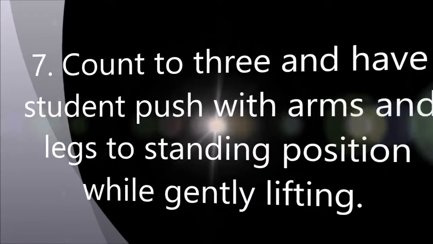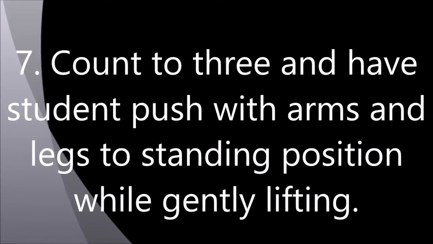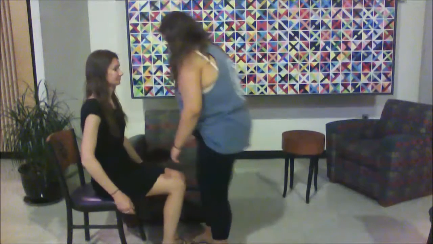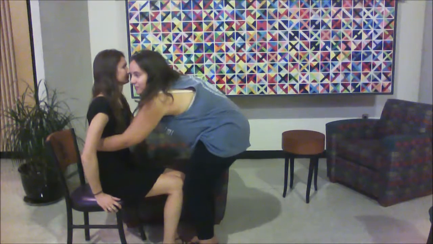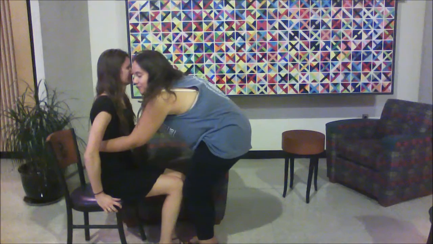Count to 3 and tell the student to push with both arms and legs to a standing position while holding onto the student's waist or gait belt and gently lifting up. All right, when I count to 3, you're going to push yourself up with your arms and stand, okay? 1, 2, 3.